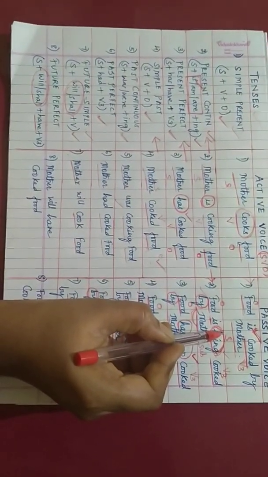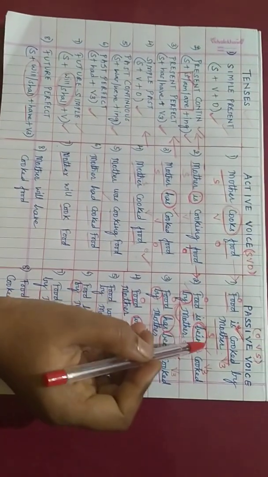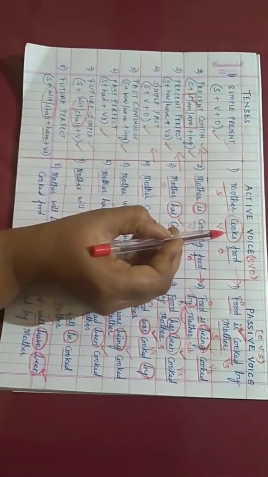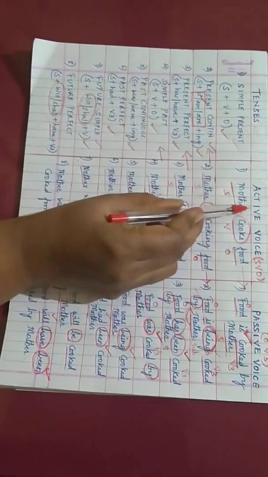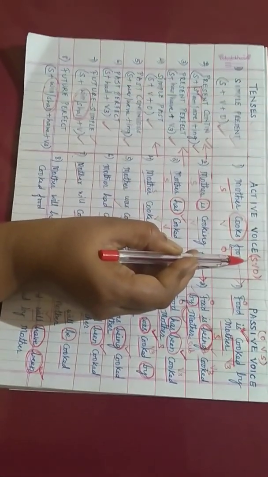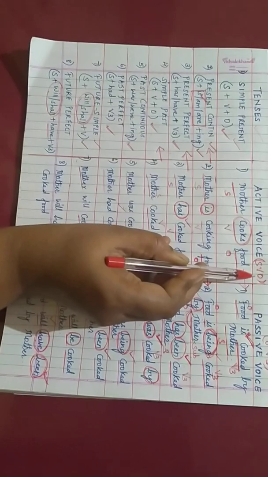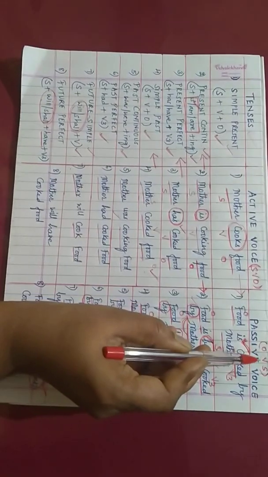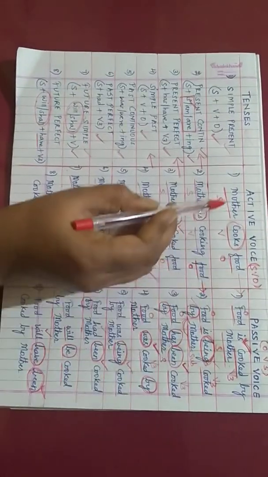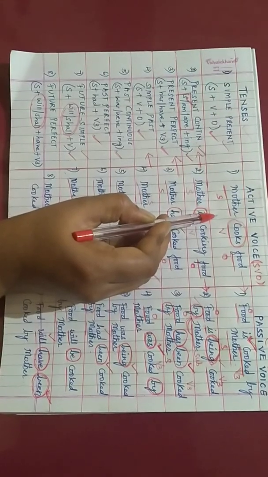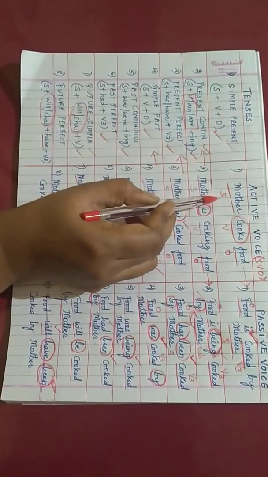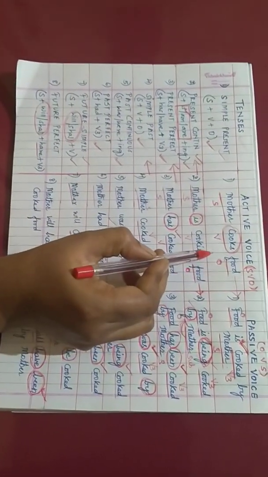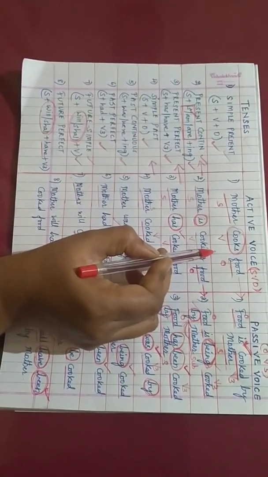Okay, dear students, so come on, let's start today's topic. Here I have taken an example in active voice. Mother cooks food. Now as we know, the active voice formula is subject, verb, object. We also have the passive voice formula as object, verb, subject. Moving towards the active voice formula, as you can see, mother is subject, cooks is verb, and food is object.